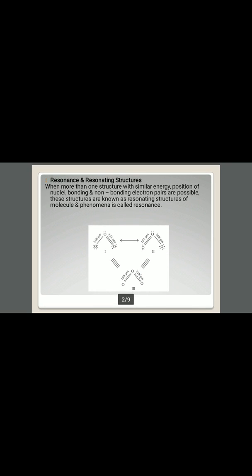Resonance is a hypothetical phenomenon. In order to understand resonance, you have to solve a lot of examples more and more. So, let us start. What is resonance? In the case of certain molecules, a single Lewis structure cannot explain all the properties of the molecule. The molecule is then supposed to have many structures, each of which can explain most of the properties of the molecule, but none can explain all the properties of the molecule.